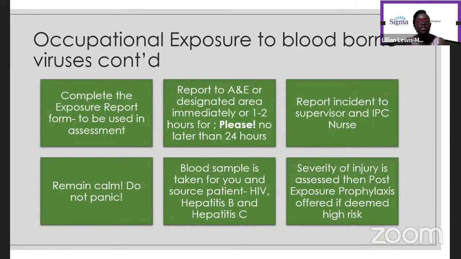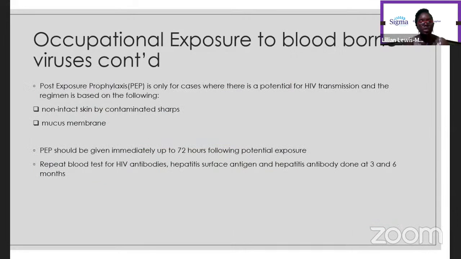A blood sample is taken from you and the source patient for hepatitis B, HIV, and hepatitis C, and the severity of the injury is assessed. Then the post-exposure prophylaxis is ordered if it is deemed high risk. All right. The post-exposure prophylaxis is only for cases where there is a potential for HIV transmission, and the regimen is based on whether it was non-intact skin contaminated by a sharp, or your mucous membrane. So what they'll do, they'll look to see perhaps the HIV status of the patient.